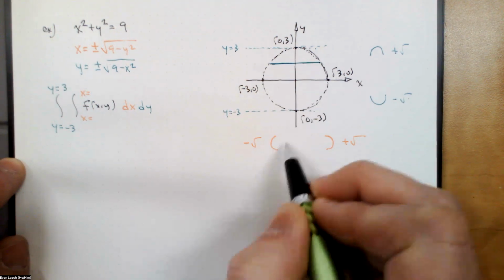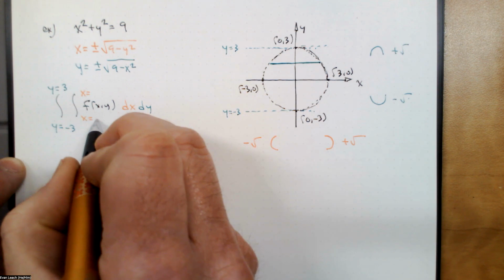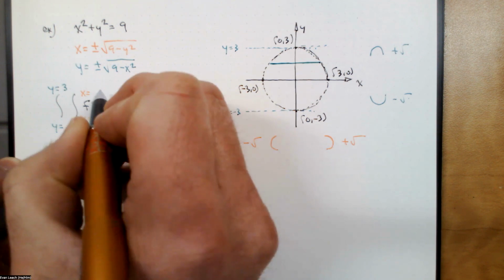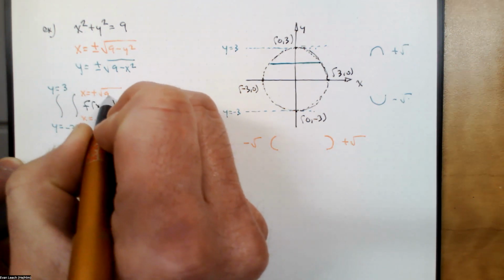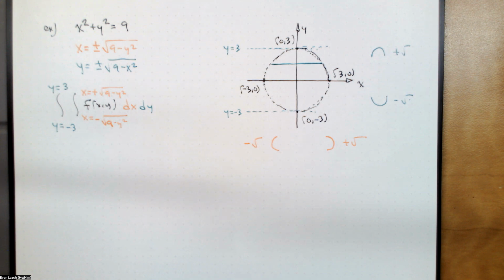X is between the left half of the circle and the right half of the circle. So x will go from the negative square root of 9 minus y squared to the positive square root of 9 minus y squared. There's a dx dy double integral where the region is this circle, x squared plus y squared equals 9. Not the only one that we could have done.